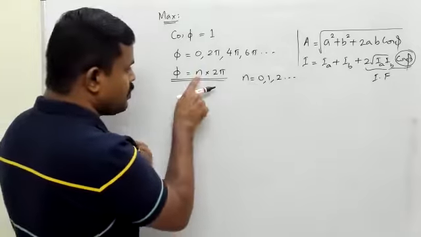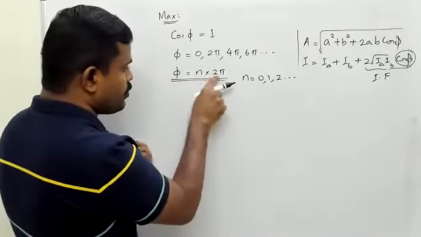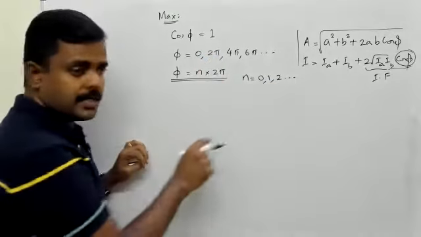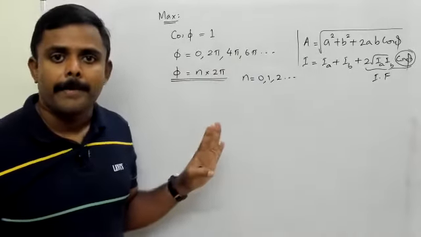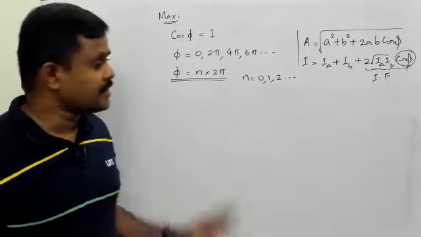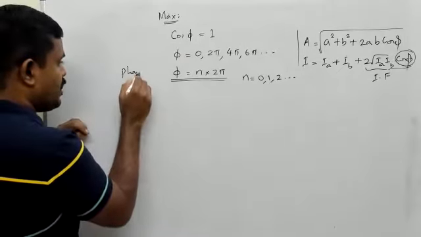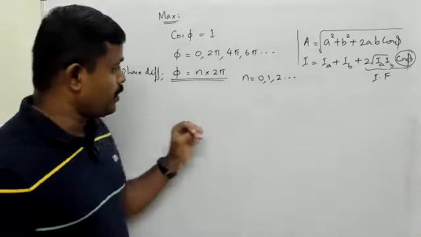Put n equal to 0: 0 into 2 pi, 0. N equal to 1: 1 into 2 pi, 2 pi. N equal to 2: 2 into 2 pi, 4 pi. N equal to 3: 3 into 2 pi, 6 pi. So I got the condition for maximum now. This is the condition for maximum. What is this? This is the phase difference. Now let's come back a little backwards.